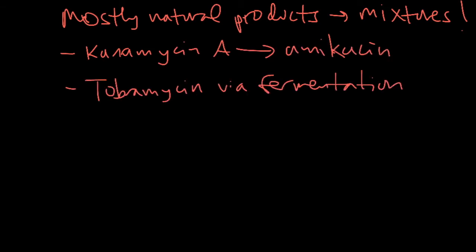Okay, so Dr. Ellis wanted to highlight this. Aminoglycosides are mostly natural products, and you know that natural products are mostly mixtures. However, he highlighted two of them: amikacin and tobramycin. Amikacin is prepared from kanamycin, so it's a semi-synthetic product. It's made half from the natural product, kanamycin A, and then they change it around in the lab to make amikacin. Tobramycin is made via fermentation, so it's not made totally naturally.